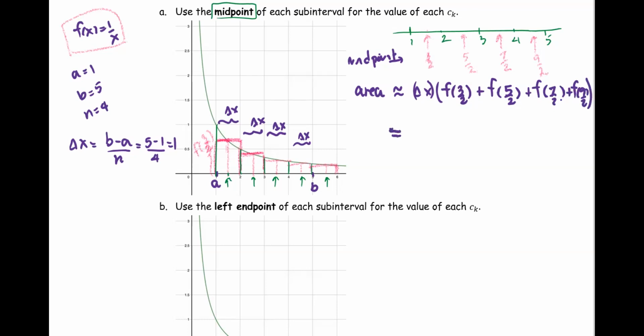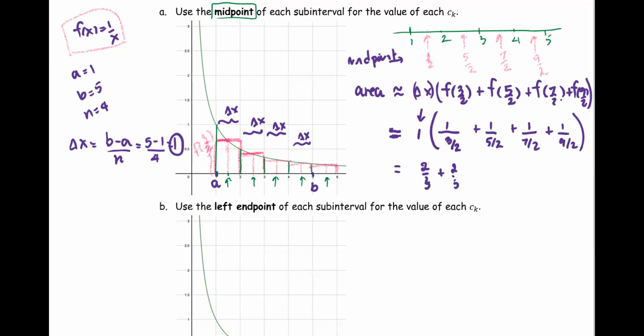So the area is approximately equal to the delta x, which equals 1, times the function at 3/2. The function is 1 over x, so 1 over 3/2, 1 over 5/2, 1 over 7/2, and 1 over 9/2. Basically, it's the reciprocal of the fraction, so I just flip it. It's going to be 2/3 plus 2/5 plus 2/7 plus 2/9. And I just have to add these numbers all together.